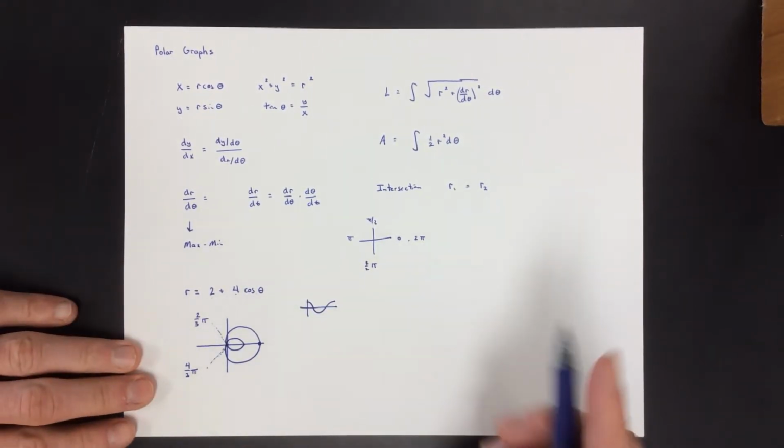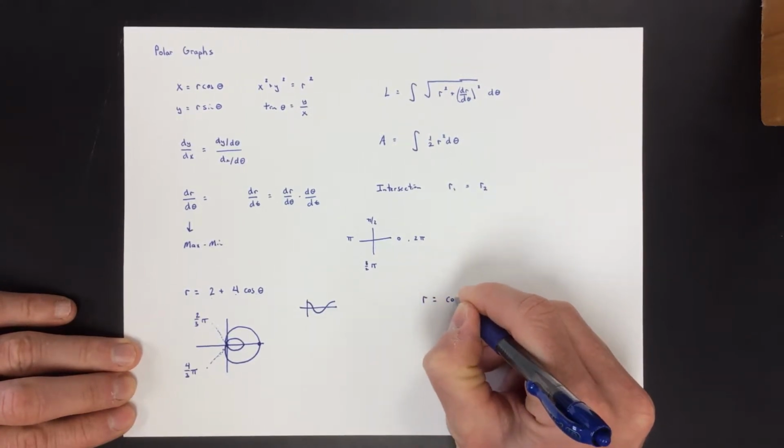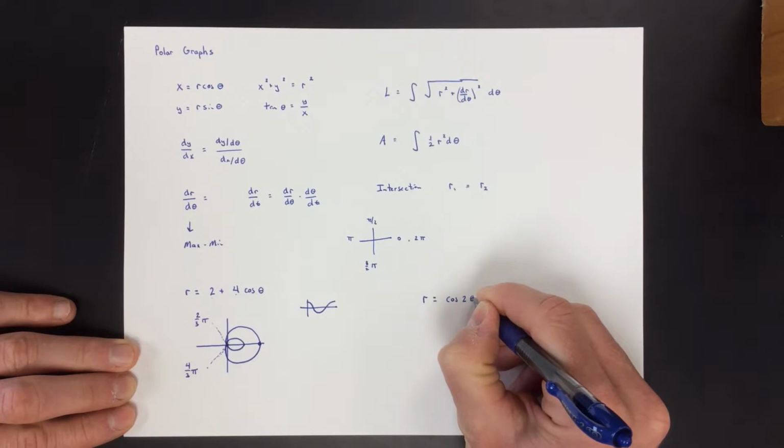Okay, so we can look at stuff like that. We could look at a polar curve like cosine of 2 theta.